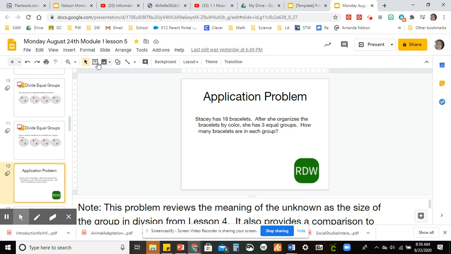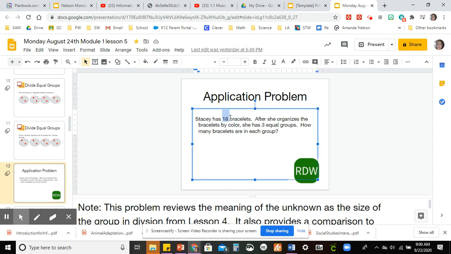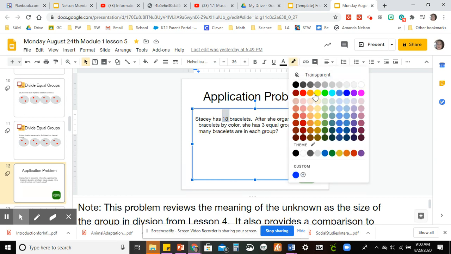Let's see. I gotta find my little highlight tool. I don't know where it is. Tools. Nope. No, Mrs. Nelson will get better at using the tools on the screen. I actually don't think they're here. I might need to use a different program next week. But here's our total, 18. Oh, there they go. I had to click it first.